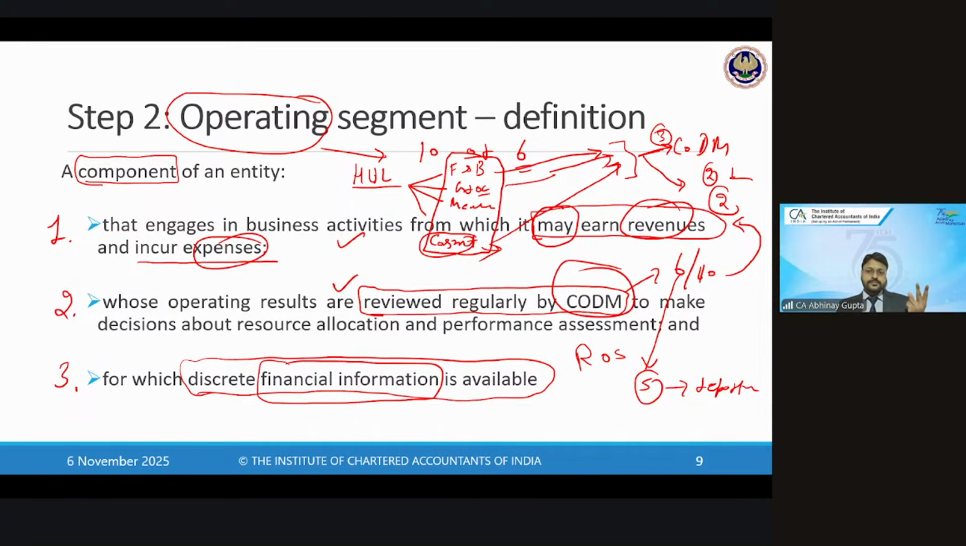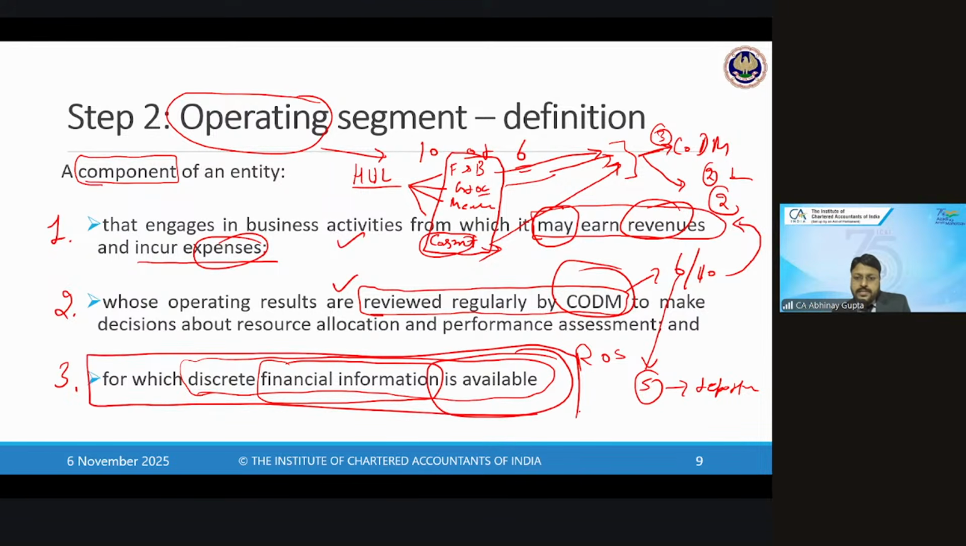So in that case, how many operating segments are there? 2. And how many reportable? 2 only, if both the segments meet the threshold. So availability of discrete financial information is one of the conditions by which we draw certainty that the management is actually doing the performance review, right?